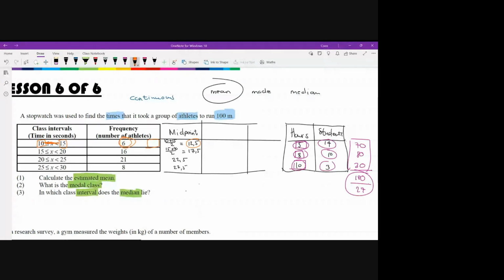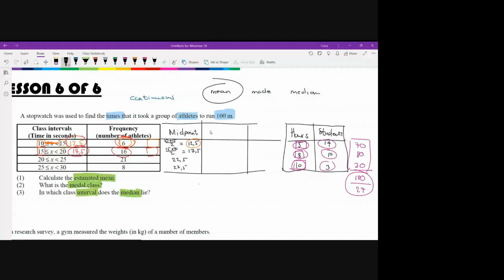Lovely. So now we're going to take that midpoint. We're basically saying the midpoint of this interval is 12.5. Now, if we calculate for the mean, we're going to take 12.5 times 6, and then for the next one, the midpoint we found was 17.5, so 17.5 times 16, and that will give us the value that we're looking for. All right? Yes, and that's what the extra column is for.